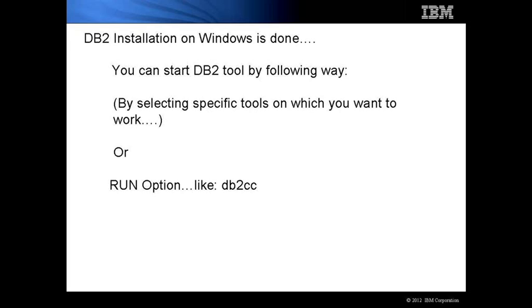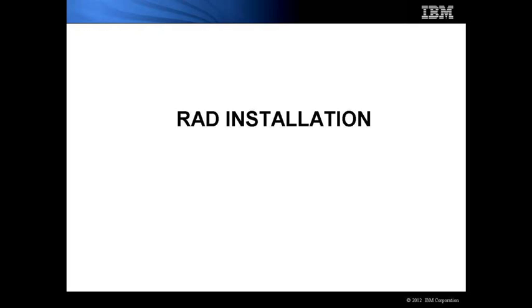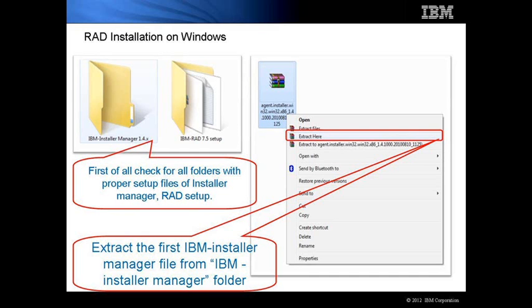After this, DB2 installation is done. Now the next thing is we have to start with the RAD 7.5 installation on Windows. So, RAD installation. To install RAD 7.5 on Windows, we have two folders available.